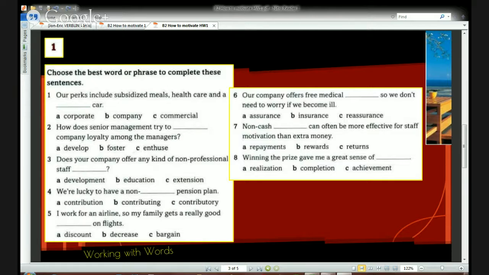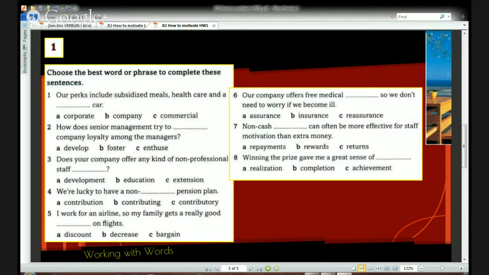Okay, we're back to Yuki for number 5. I work for an airline, so my family gets a really good discount on flights. Yeah, I think so too. I think it's discount. It's not a bargain, because if it was a bargain, you wouldn't be working for the airline. You get a bargain when you're hunting for better prices. So a staff discount makes sense here. So I agree, it's discount. Decrease doesn't make any sense.